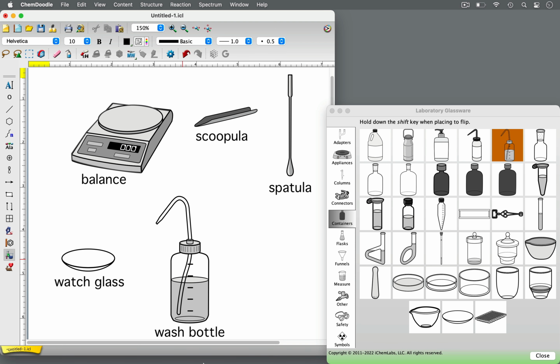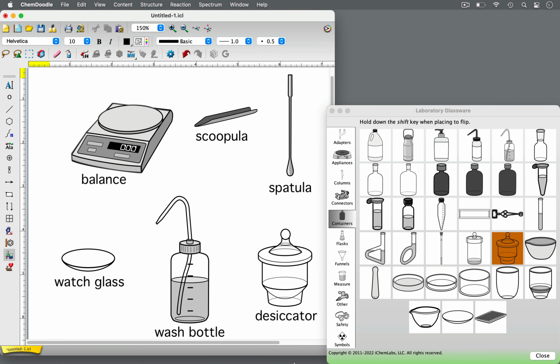A wash bottle is a squeezable plastic bottle with an extended nozzle to dispense water or another solvent. And a desiccator is a container that contains desiccants to absorb moisture from chemicals. While there are many more types of chemistry lab equipment, these are some of the most common ones. Knowing these will help you as you follow experimental procedures and conduct your own experiments.